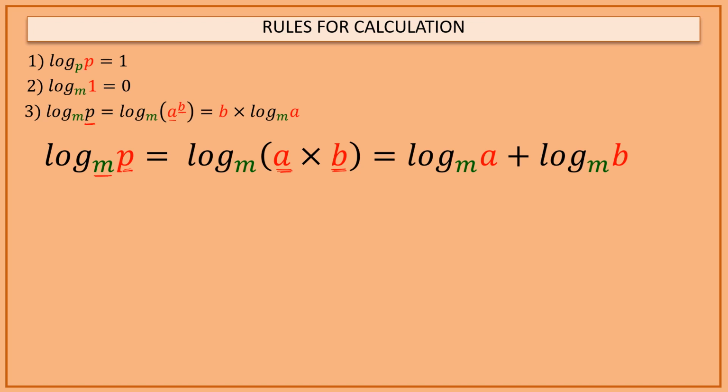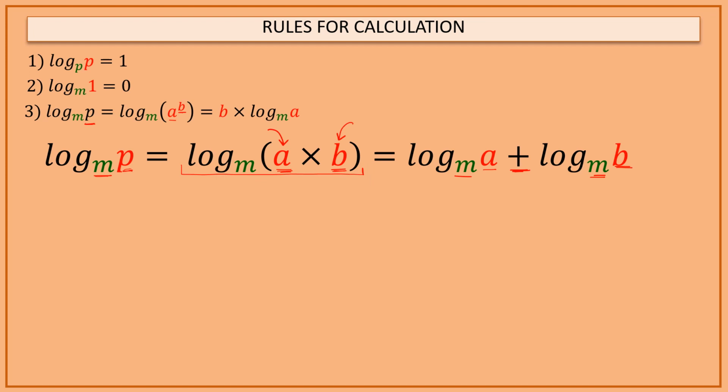Then this entire expression, logarithm of a times b to the base m, can be simplified by taking separate logarithm of each number within the bracket and then adding both logarithm expressions. That is, we will simplify logarithm of a times b to the base m as logarithm of a to the base m plus logarithm of b to the base m.